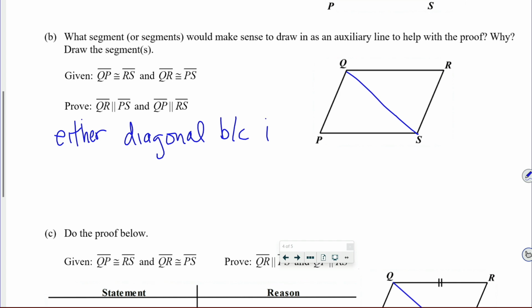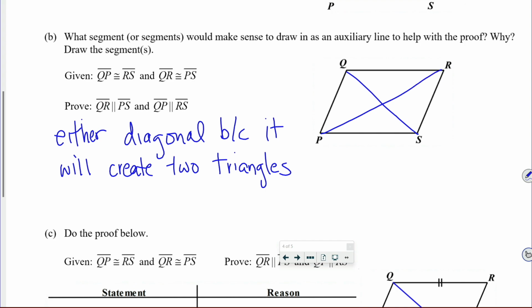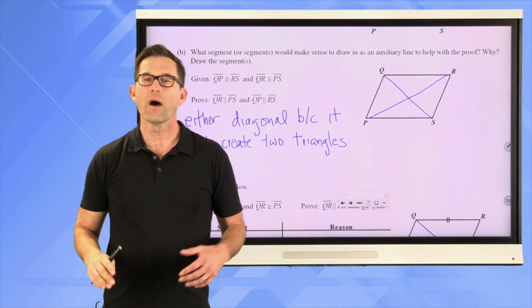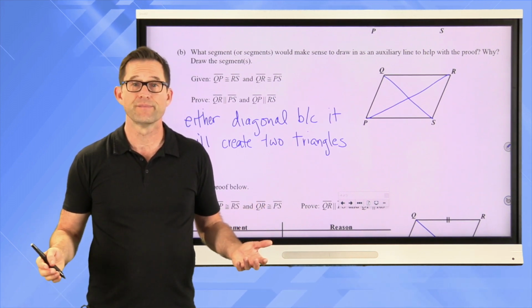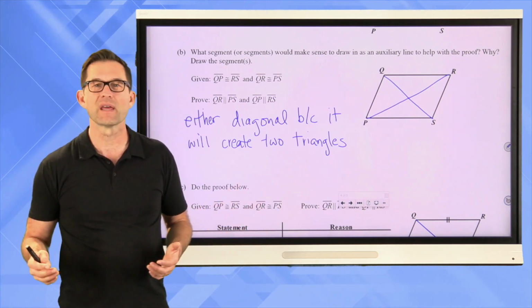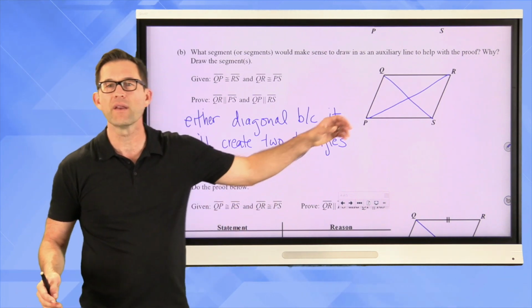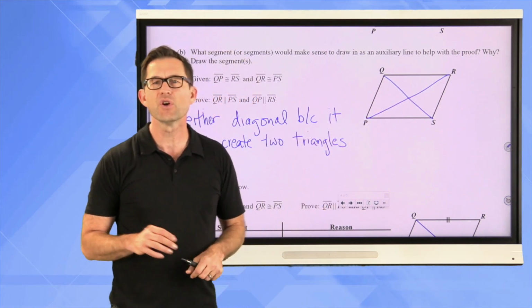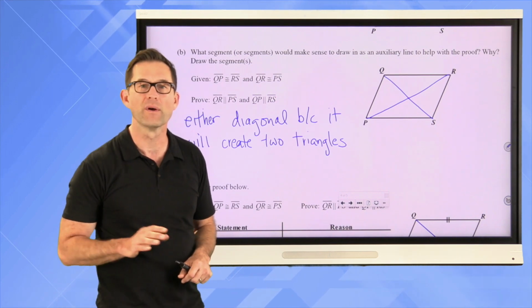Because it will create two triangles. Whoa! It will create two triangles. Now, the only problem with drawing in, let's say, the second diagonal at the same time is that now I really have 4 triangles. Right, and that's going to be harder to work with. Plus, it's going to be trickier to really understand what I have, right? We don't know anything about these diagonals and what they're doing, so it gets a little bit trickier to figure out what's going on.